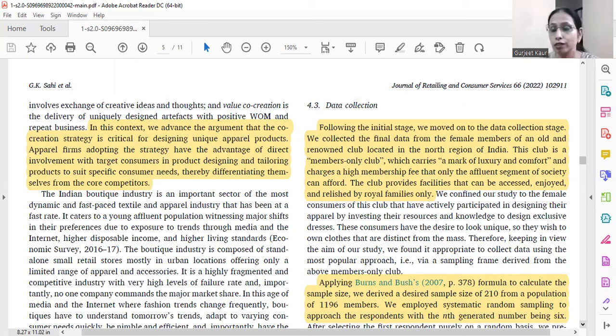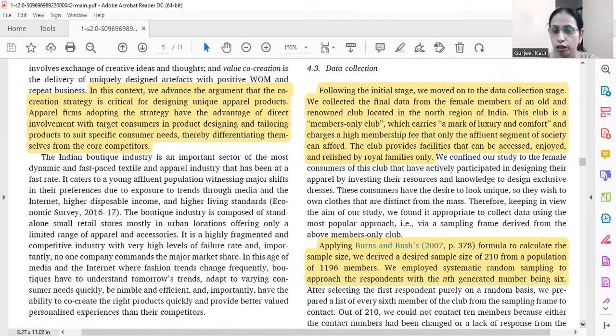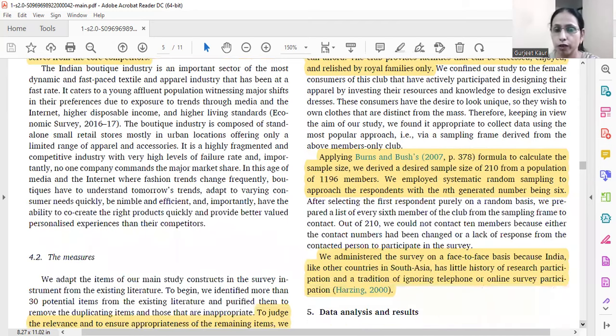That's why, when I talked about the need for differentiated products, only this segment can afford to own such types of products. Then we used the formula given by Burns and Bush to work out the sample size. The sample size finally came out to be 210, and when we planned for data collection, the total members were 1196. We employed systematic random sampling because we got the list of the members.